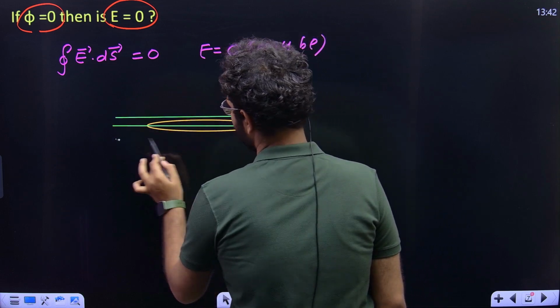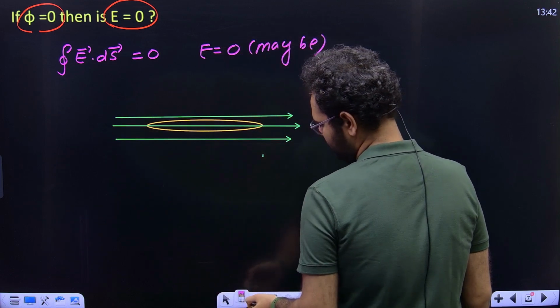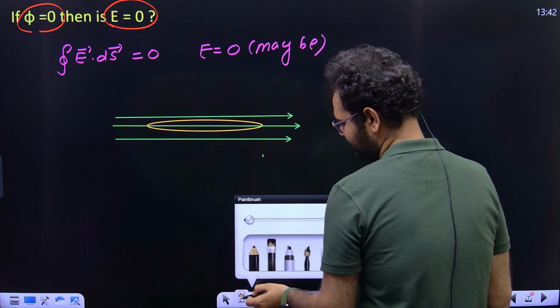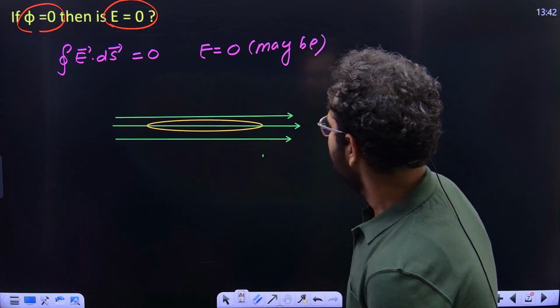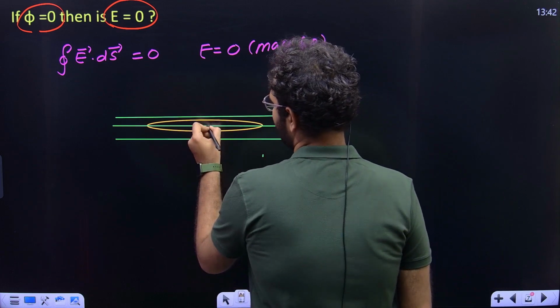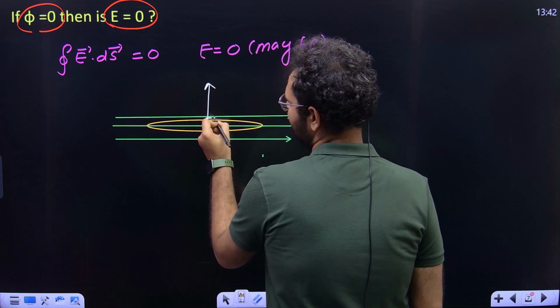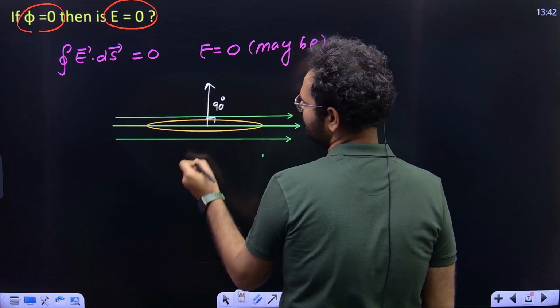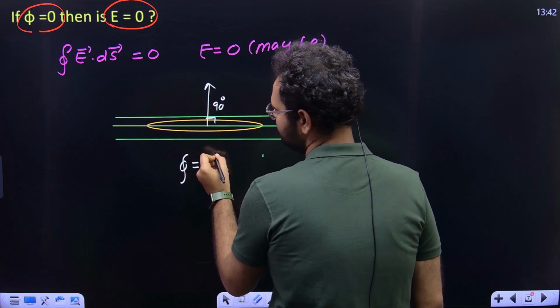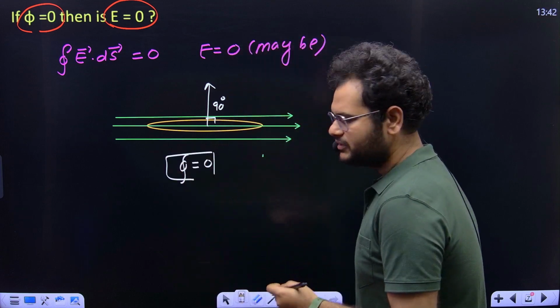Now you tell me here, what is the value of electric flux? Is it 0 or non-zero? Sir, where is the area vector? The area vector is like this. What is this angle? 90 degrees. So what is the value of flux? The value of flux is 0. Yes, 100% it is 0.